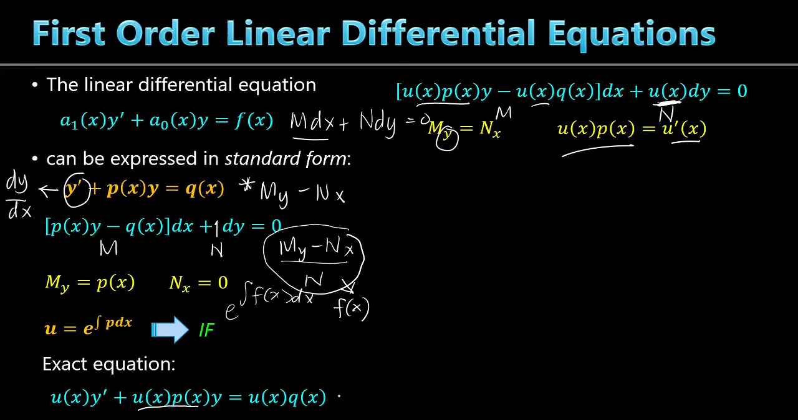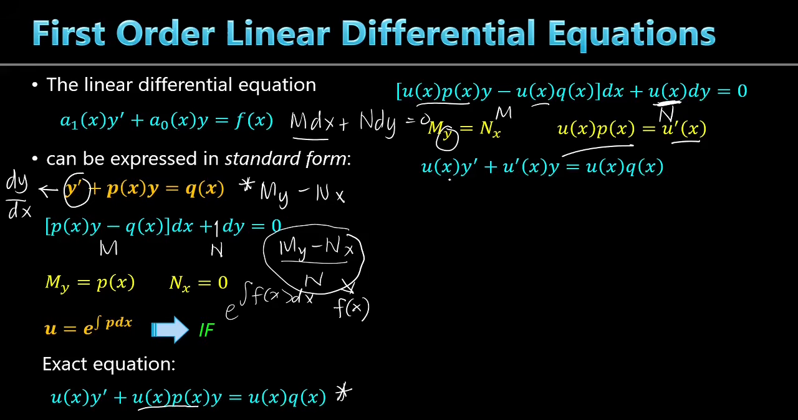So, pwede kong i-rewrite ito. Lagyan ko dito ng asterisk ha. Ito i-rewrite natin: u of x y prime plus itong u of x, p of x, gawin ko na lang u prime of x. Ito siya. Times, of course, yung y. Ito siya. And then equals u of x, p of x. O, diba? O, ano naman ngayon?